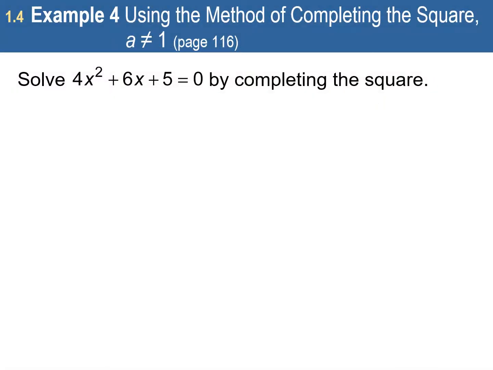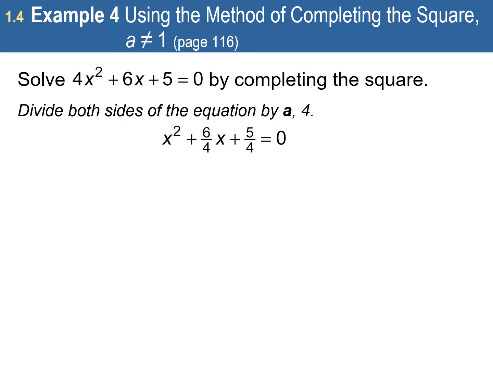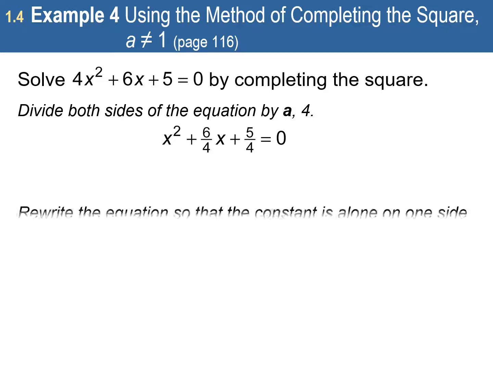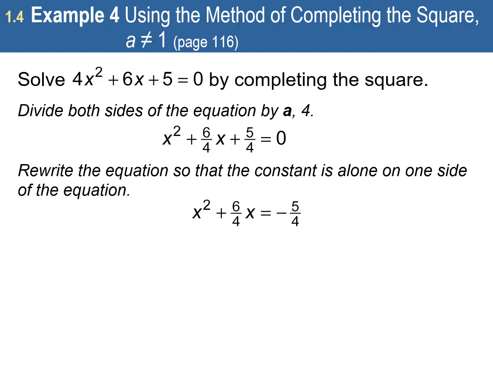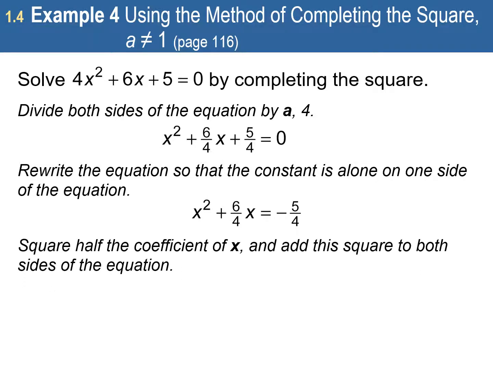Now for this one, I want to solve it by completing the square, but my leading term is not 1. So I need to divide everything through by 4. So when I do that, I get fractions, but that's all right. Now we're going to take the 5/4 and move it to the other side so it's by itself. We're going to take the middle term, divide by 2, and square it, and add it to both sides.